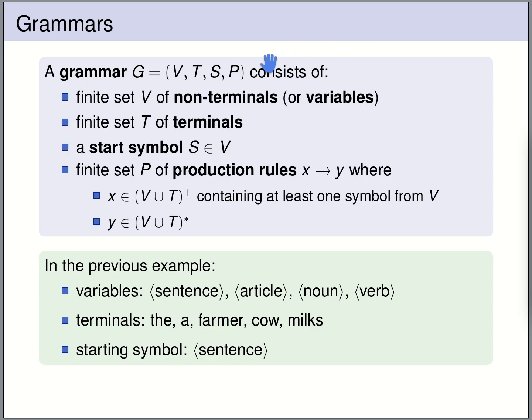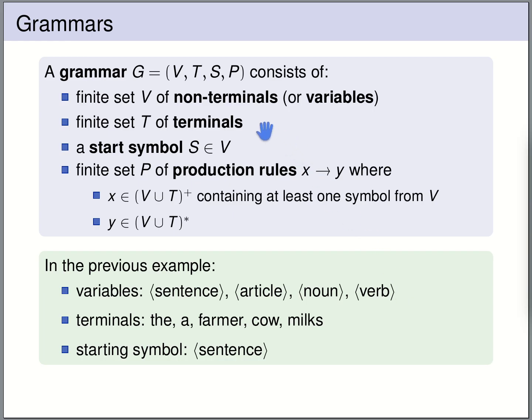Formally, a grammar G consists of 4 ingredients. We have a finite set V of non-terminal symbols. They are also called variables. In the example that we've looked at, the variables were written in these angular brackets. So sentence, article, noun, verb were variables.